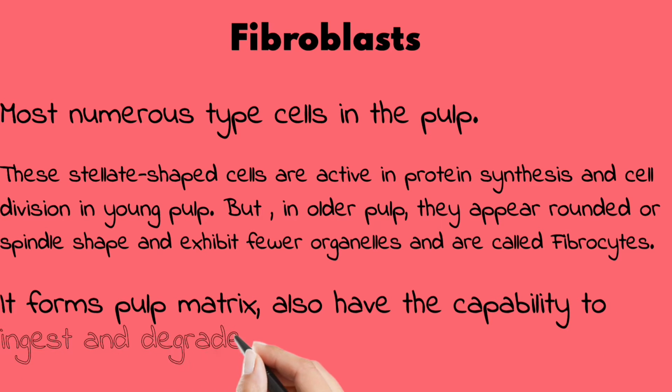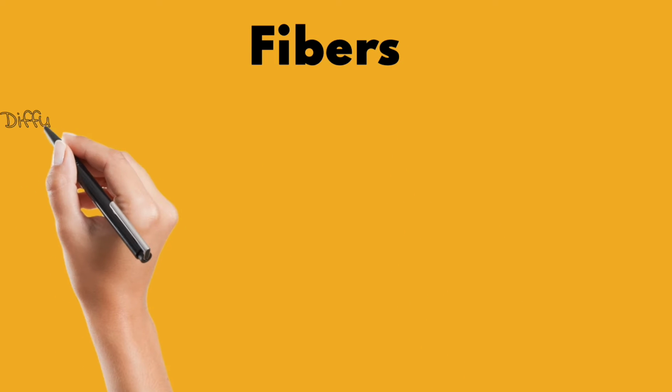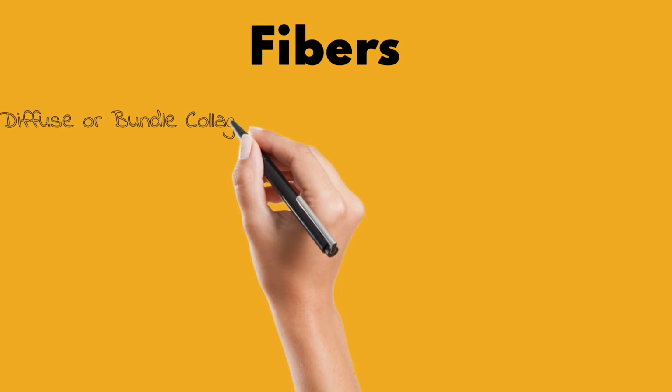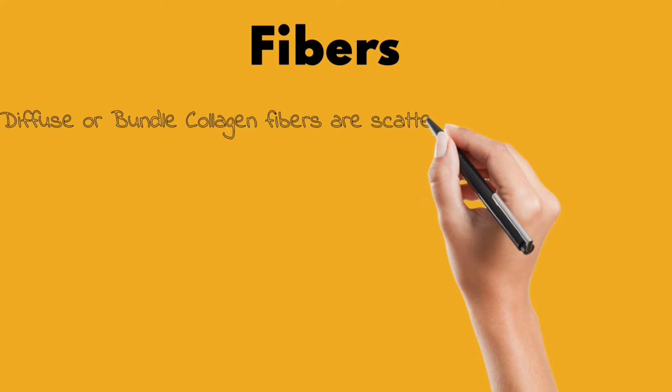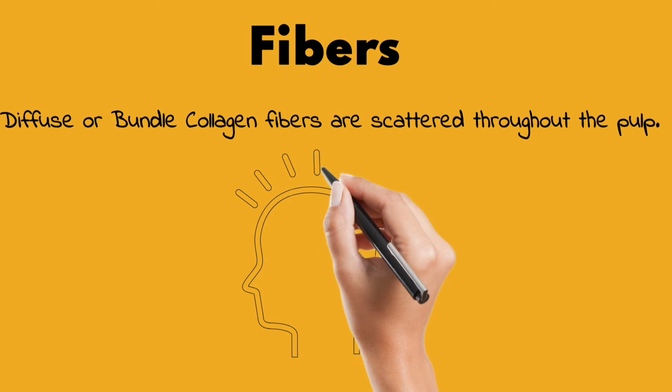Next, we have to learn about the fibers. What are the fibers in the pulp? These fibers are diffuse and bundles of collagen. So these are the collagenous fibers, and these fibers are scattered throughout the pulp.